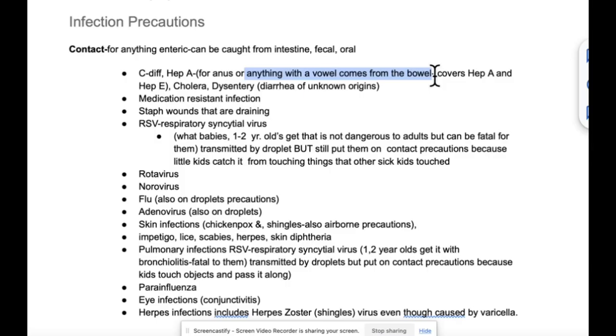And C, I always think of cirrhosis, Hep C. I always think of cirrhosis, and that brings me back to liver stuff. All right, so Hep A and E are definitely going to put a person on contact precautions. All right, cholera, dysentery. All right, cholera, both of those.